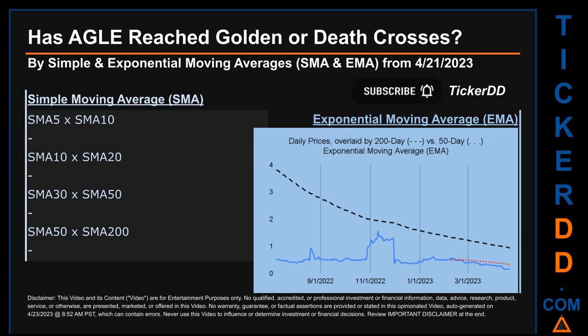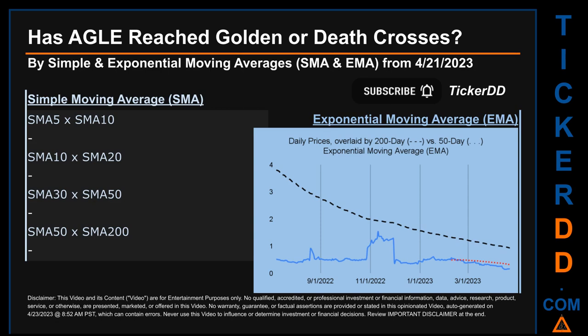Has AGLE price reached golden or death crosses? Golden cross and death cross are basic signals that compare average prices across two specified trade day ranges, a short-term versus a long-term range. For example, 5-day versus 10 trade days. Essentially, a golden cross is a bullish signal. It appears when a ticker's short-term moving average crosses above its long-term average. Vice versa, a death cross is a bearish signal when the short-term average crosses below its long-term moving average.